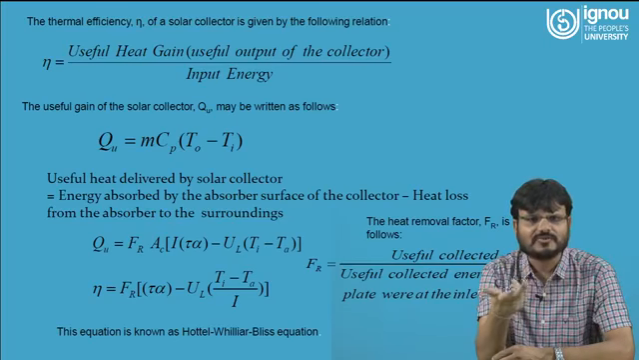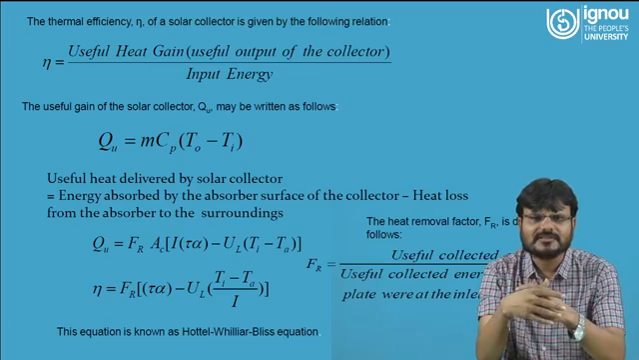So efficiency is equal to what? Output upon input. So you just divide by the input in this formula, that means I multiplied by Ac. So you can see here that Ac and I will be cancelled out. So it will be Fr tau alpha minus Fr U_L (Ti minus Ta) upon I. This particular equation is known as the Hottel-Whillier-Bliss equation.